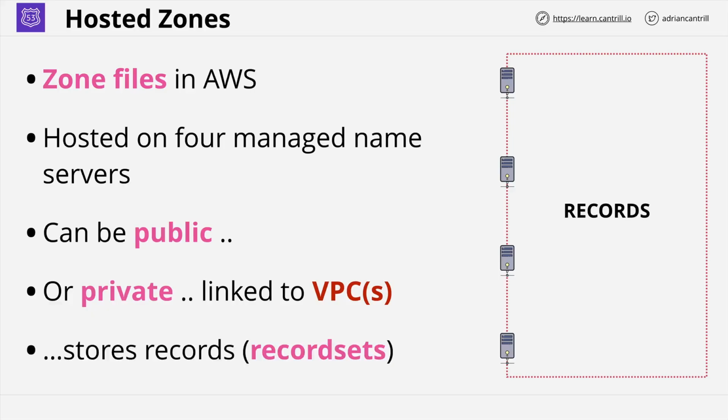A hosted zone hosts DNS records, which I'll be talking about in an upcoming lesson in much more detail, because there are many different types of records. Inside Route 53, you'll see records referred to as record sets. Now, there is a tiny difference, but for now, you can think of them as the same thing.